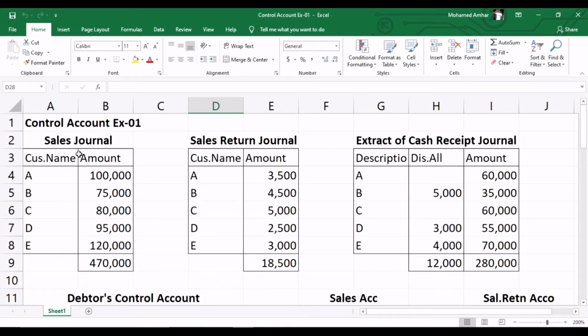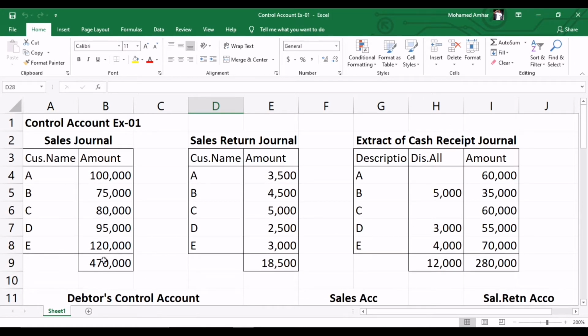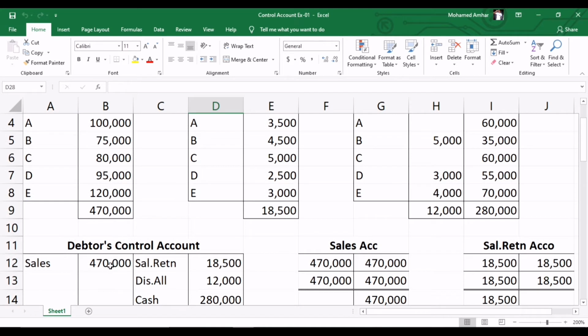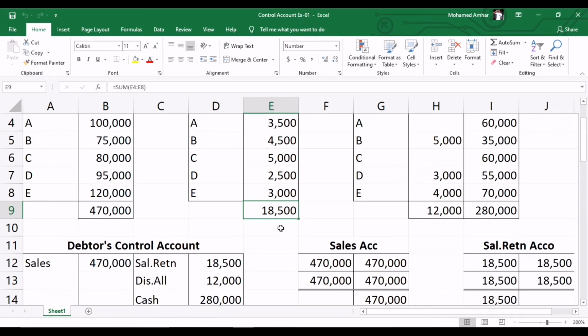Right. Sales journal total would be transferred to debtors control account and sales account. So the sales journal total should be debited to debtors control account and credited to sales account. Sales return journal total 18,500. By sales return, debtors are decreasing. So you have to credit debtors control account and debit sales return account.